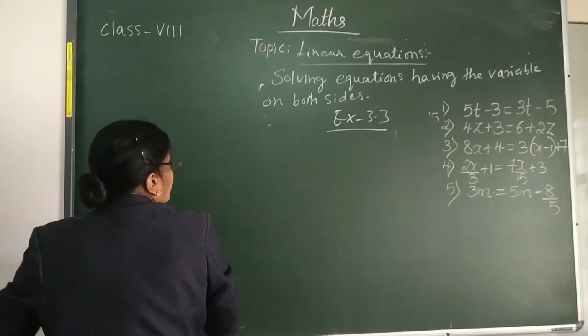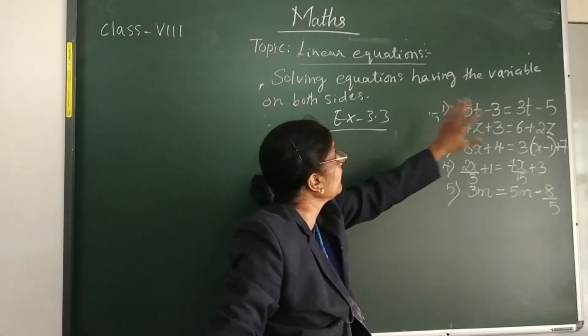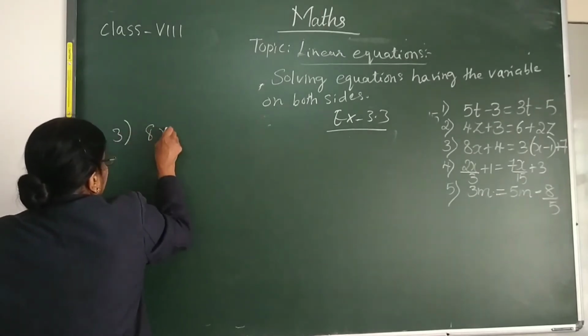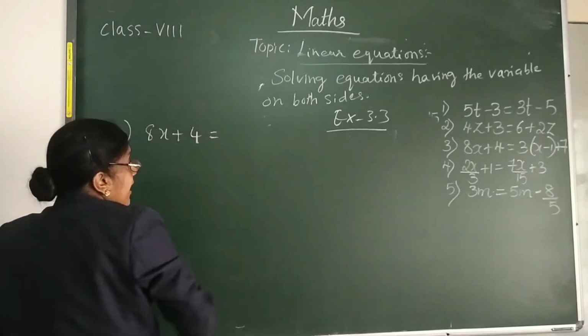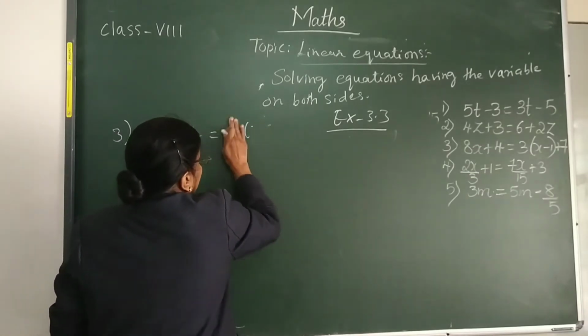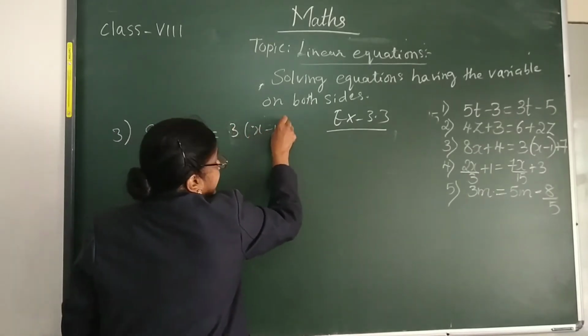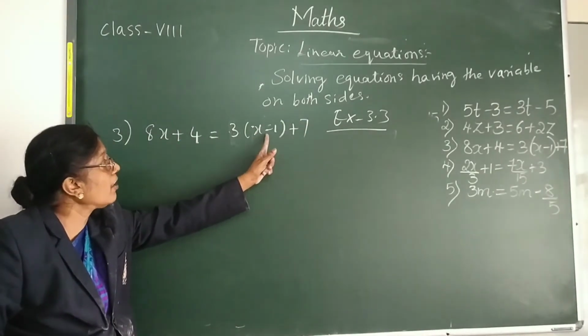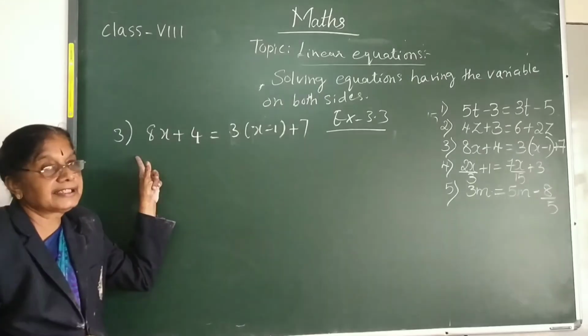Same, we are going to do the same, solving equations having the variable on both the sides. Just to check whether variable is there on both the sides or not: 8x plus 4 is equal to 4 into 3 into x minus 1 plus 7. You can see here x is there on right hand side also and x is there on the left hand side.